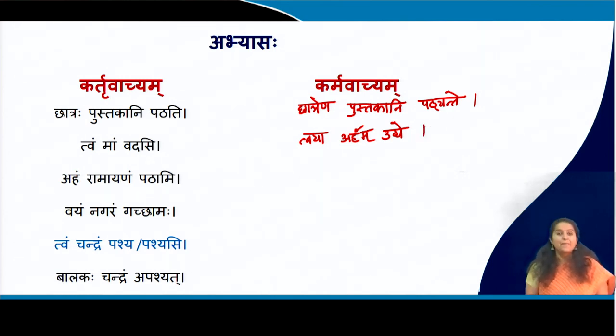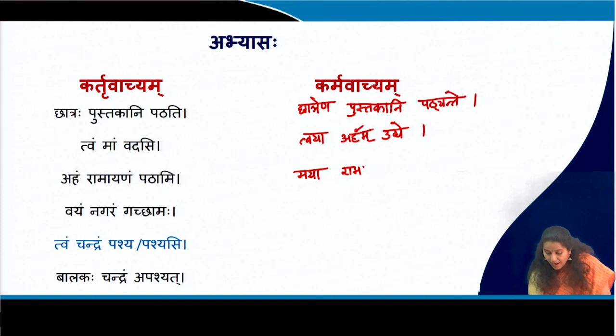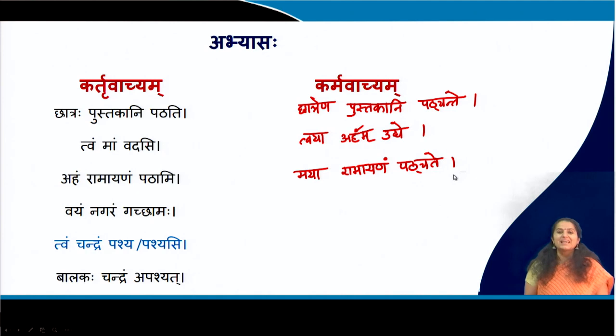Next. Aham Ramayanam Pathami. Kim Bhavati? Aham Kim Bhavishyati? Maya. So, Tvam becomes Tvaya. Aham becomes Maya. Maya Ramayanam, because it is a Kavyam. And then because it is singular, it will become Pathyate. Astu, Spashtamasi, Maya Ramayanam Pathyate.